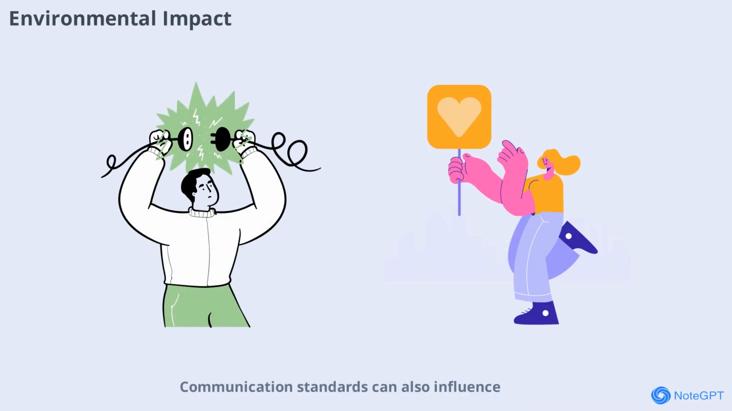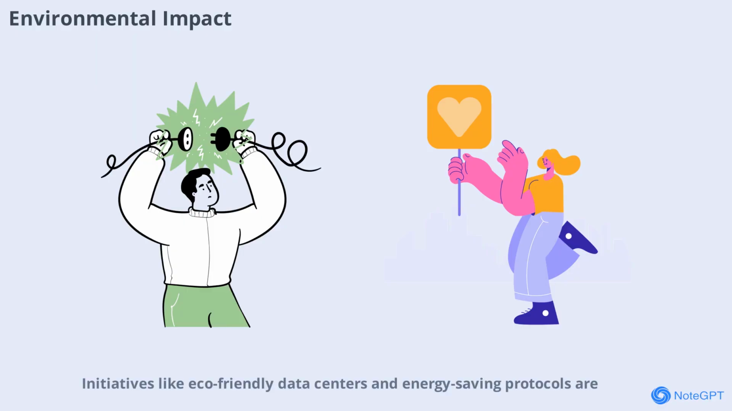Communication standards can also influence the environmental impact of technology. By promoting energy efficiency and resource conservation, standards help to reduce the carbon footprint of communication networks and devices. Initiatives like eco-friendly data centers and energy-saving protocols are examples of how standards support sustainability in the tech industry.